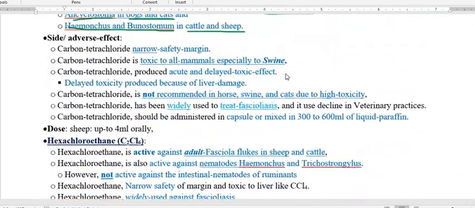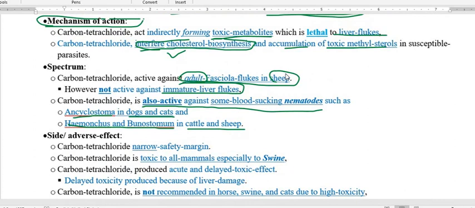So we are discussing carbon tetrachloride. Carbon tetrachloride is active against blood-sucking nematodes also. Likewise, the other antitrematodals also act against the blood-sucking nematodes.